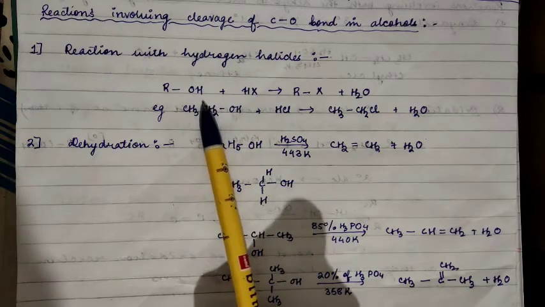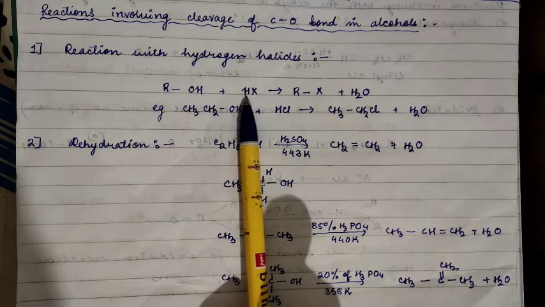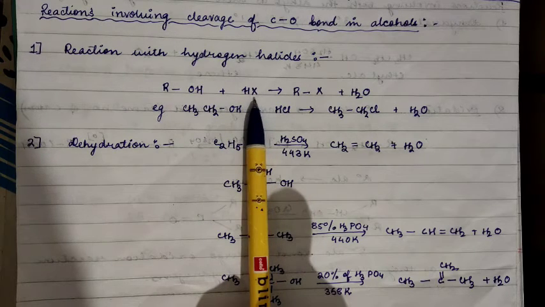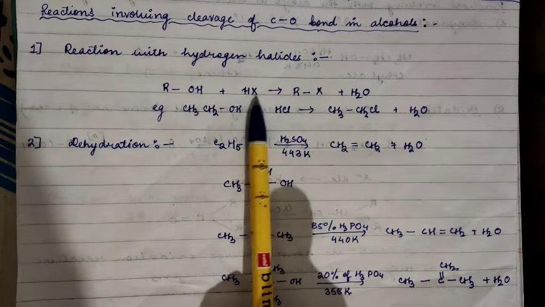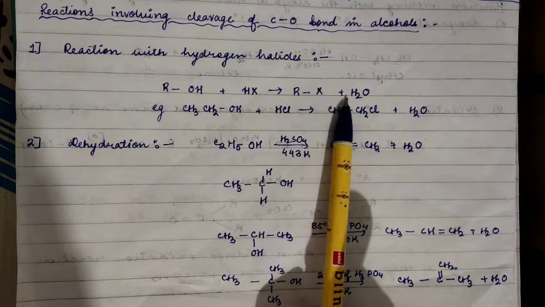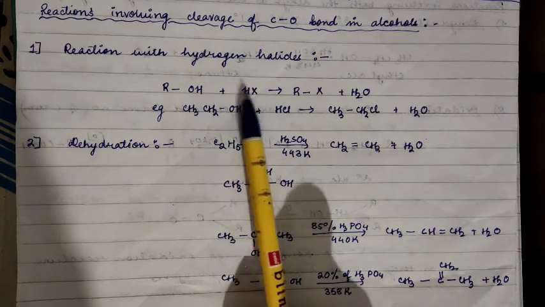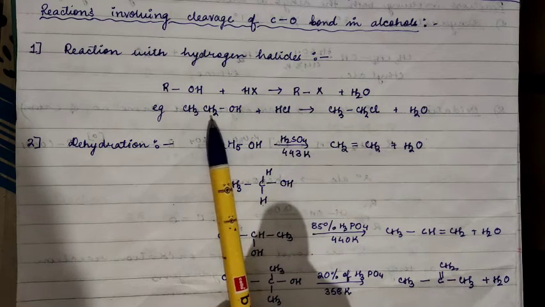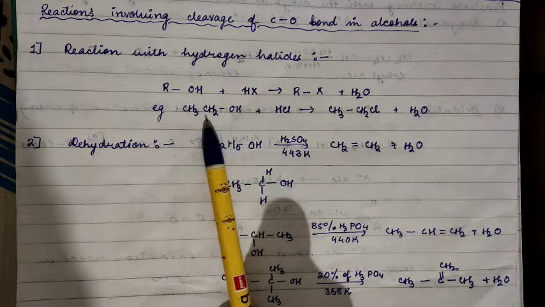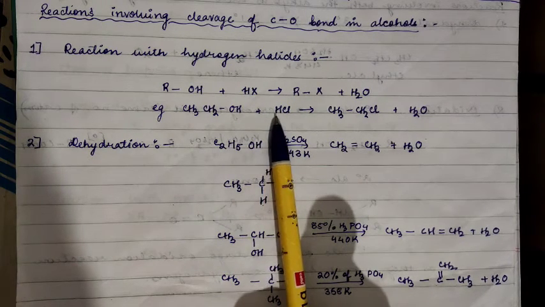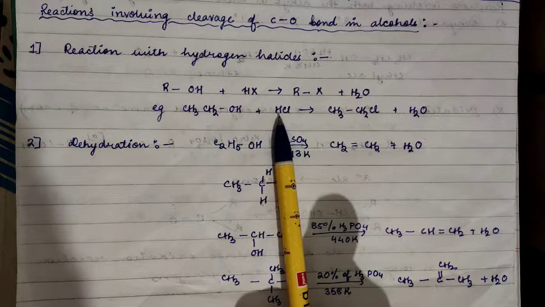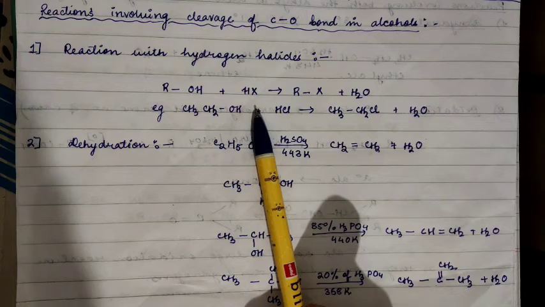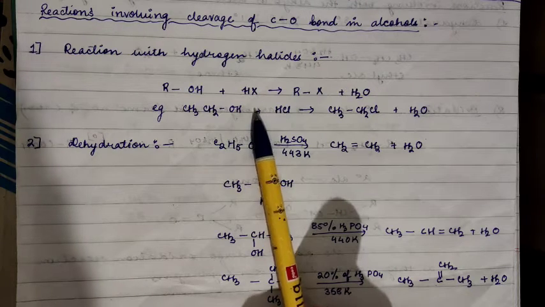So when alcohol is reacting with hydrogen halides, the OH in the alcohol is replaced by the halogen in the hydrogen halide. So you will get RX plus water. This is OH and this is H, so you will get water as a byproduct. For example, ethanol, that is CH3CH2OH, plus hydrogen chloride, that is hydrochloric acid.